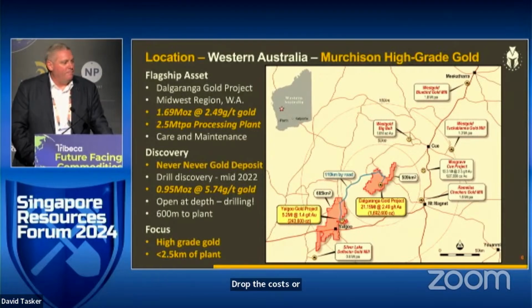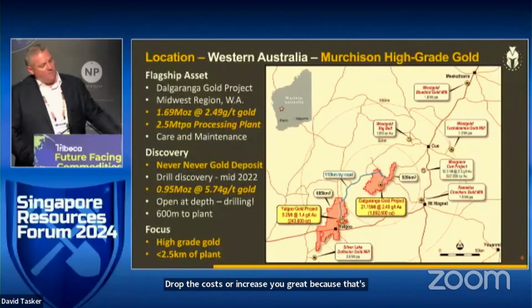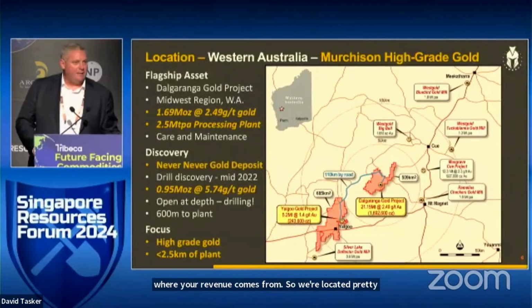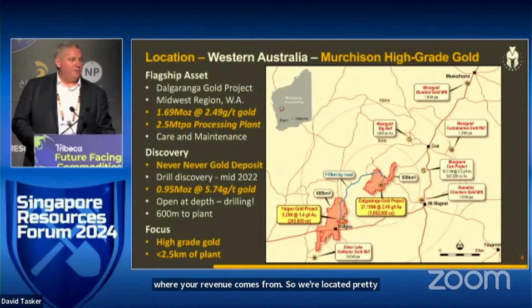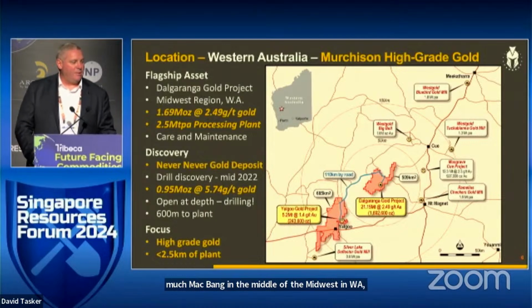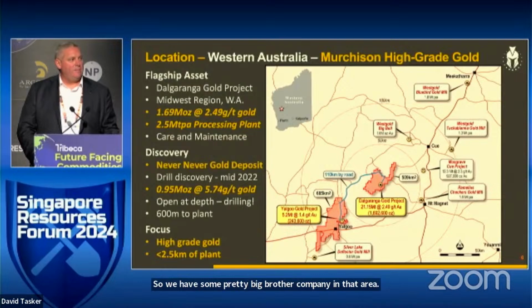because that's where your revenue comes from. So we're located pretty much smack bang in the middle of the Midwest in WA, Western Australia, right next to Ramelius Resources, just south of Westgold and just north of Silver Lake. So we have some pretty big brother companies in that area. We did grow from a 70 million market cap company to almost 600 million today. So we are rubbing shoulders with some of those bigger guys and having a lot of success.